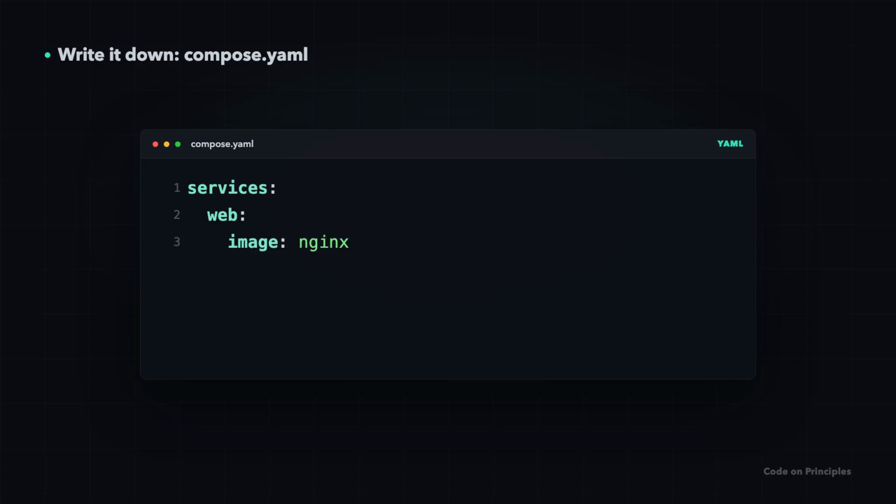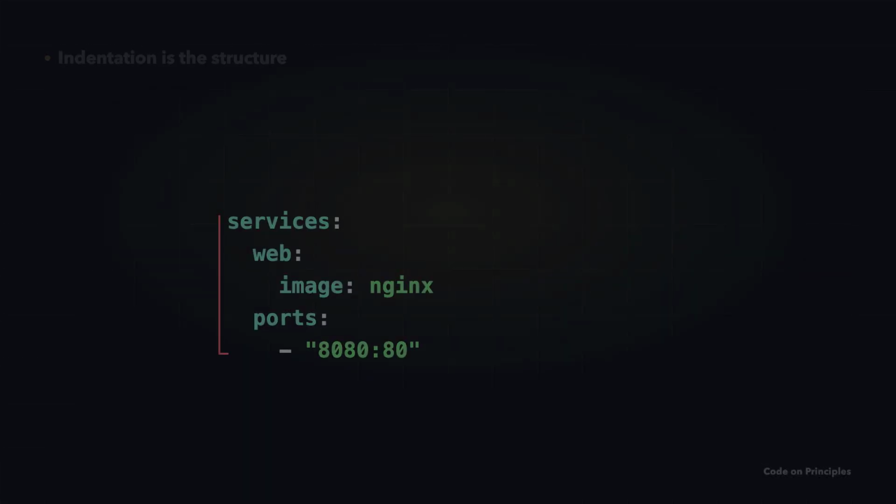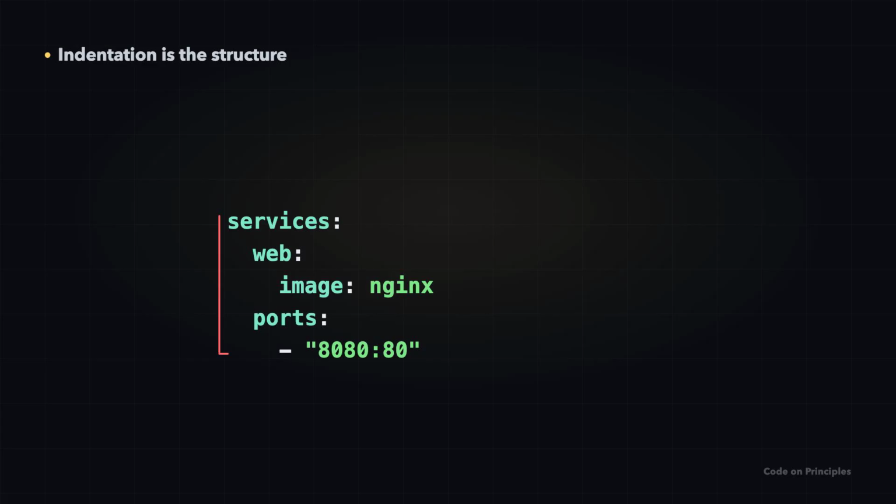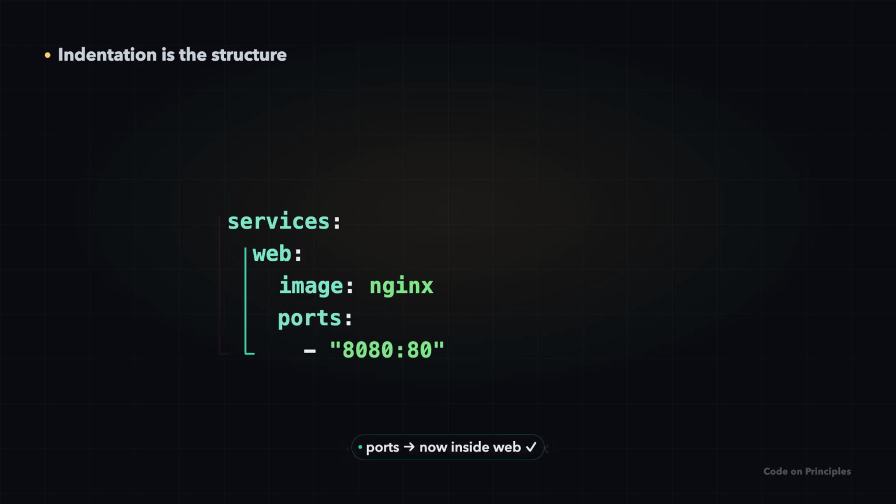But notice the indentation. In YAML, that is not decoration. Indentation in YAML is how it knows what belongs to what. Watch. Here, ports is indented to line up with web. So YAML reads it as belonging to services itself, not to web. The web service never sees its ports. Add two spaces and it snaps inside web where it belongs. Same words, a completely different structure, entirely from the spaces.